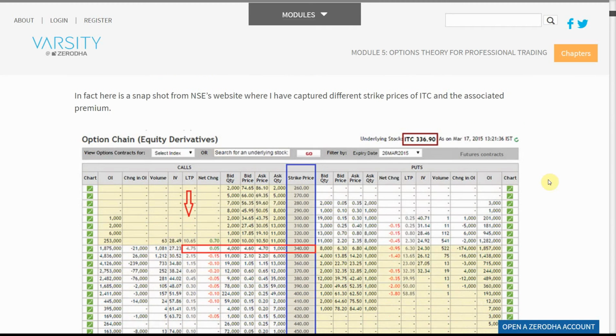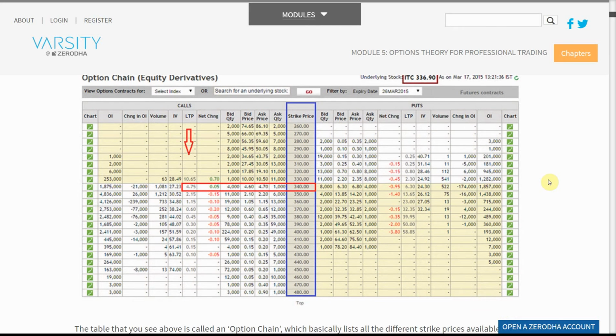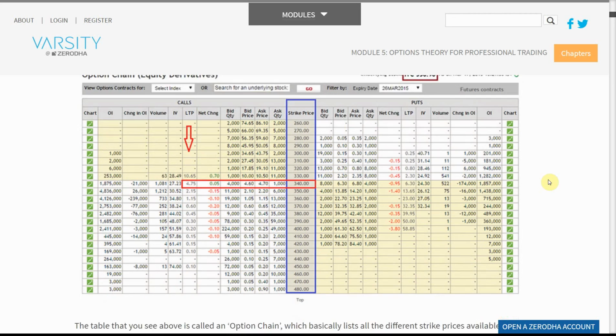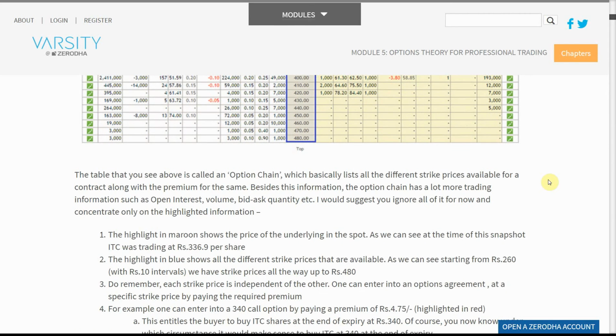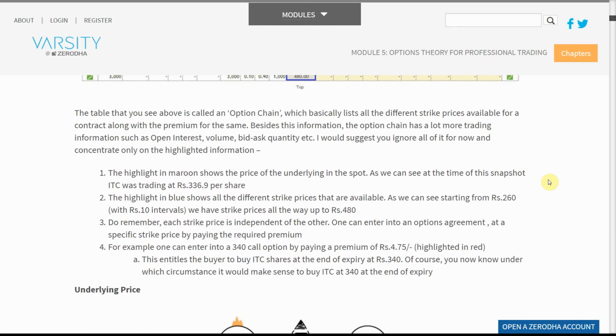In fact, here is a snapshot from NSE's website where I have captured different strike prices of ITC and the associated premium. The table that you see above is called an option chain, which basically lists all the different strike prices available for a contract along with the premium for the same. Besides this information, the option chain has a lot more trading information such as open interest, volume, bid-ask quantity, etc. I would suggest you ignore all of it for now and concentrate only on the highlighted information.